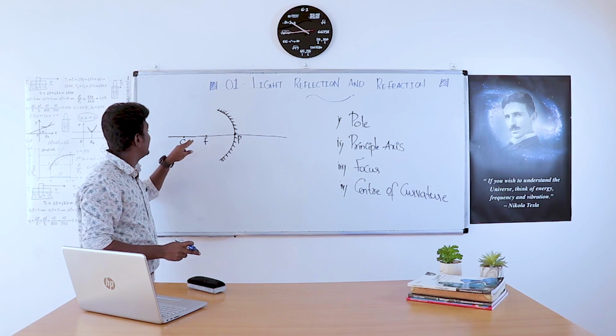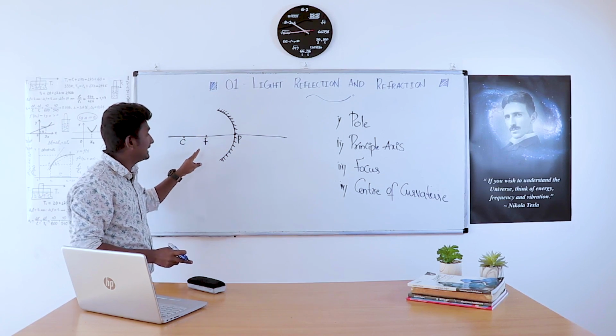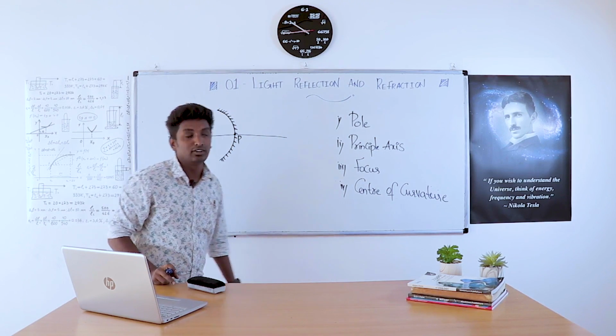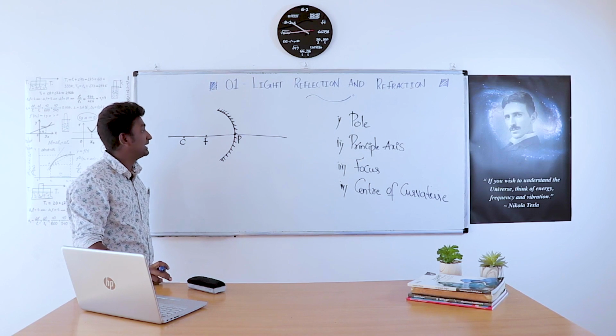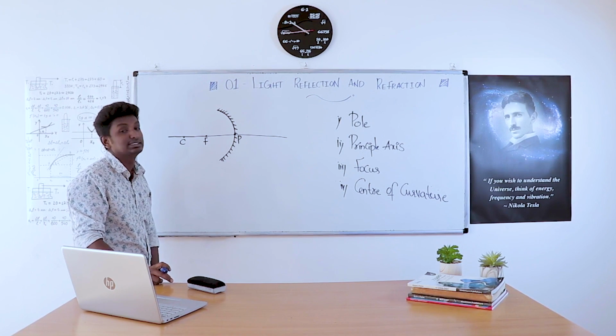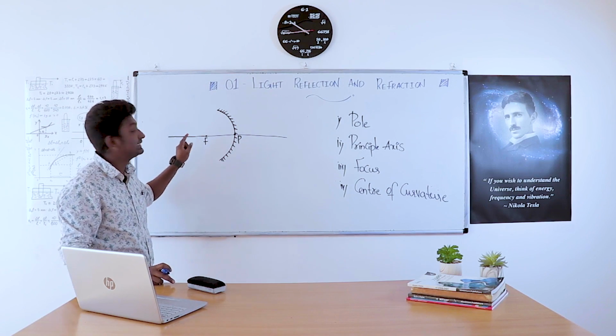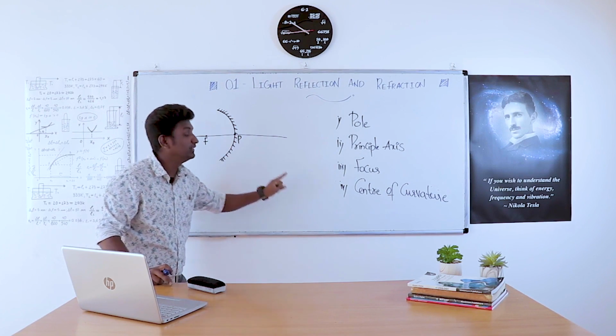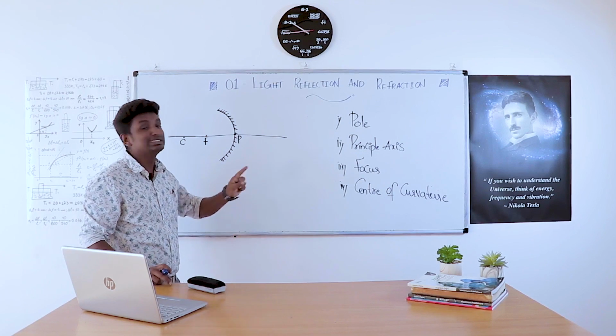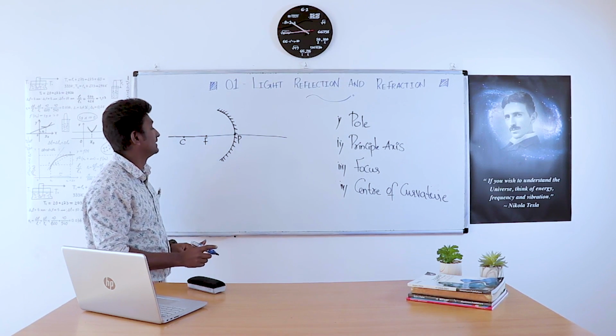So what is the center of that sphere? The center of that sphere is known as the center of curvature. So we can say that the center of the sphere in which the mirror is a part is the center of curvature.